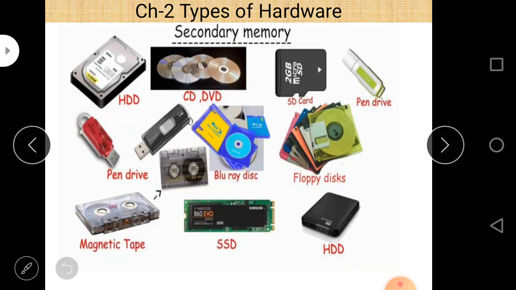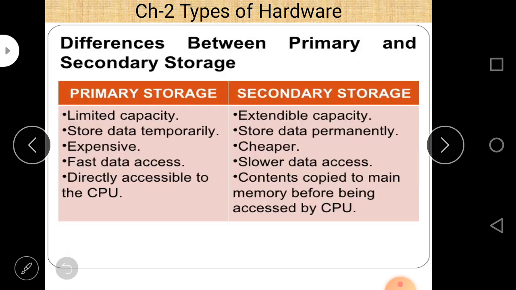And these are the different types of secondary memory. We can see hard disk, CD, DVD, SD card, pen drives, Blu-ray disc, floppy disk, magnetic tape, and SSD. These all are types of secondary storage memory.